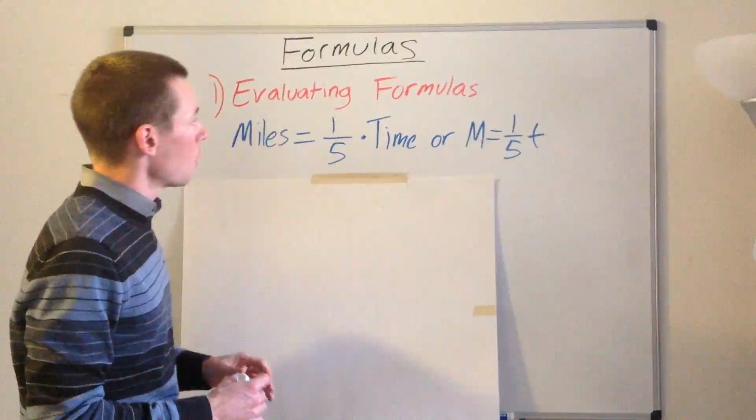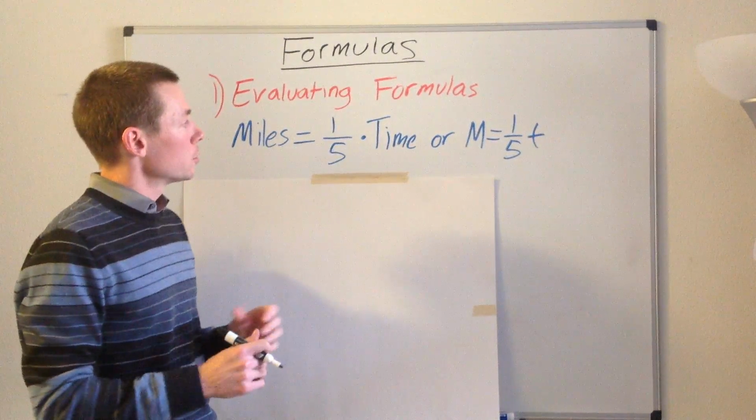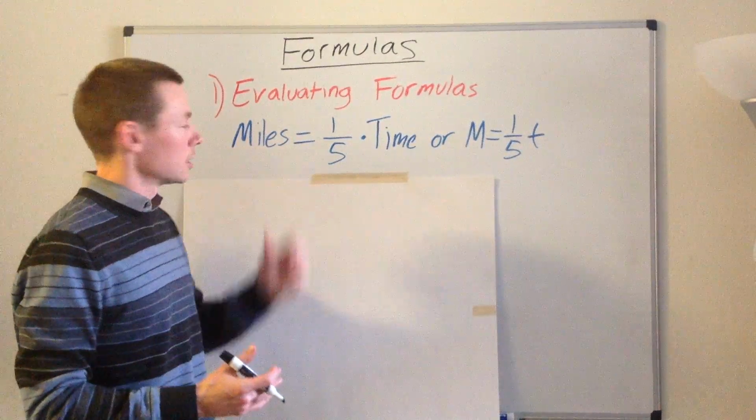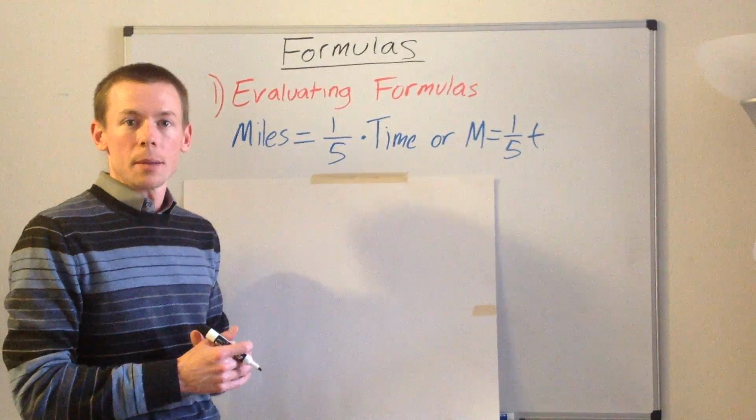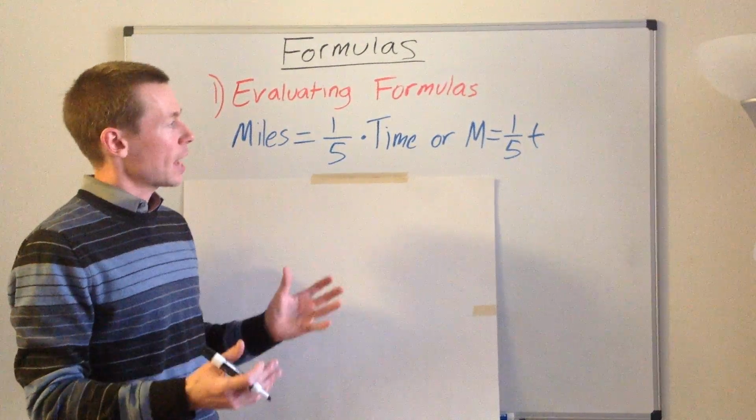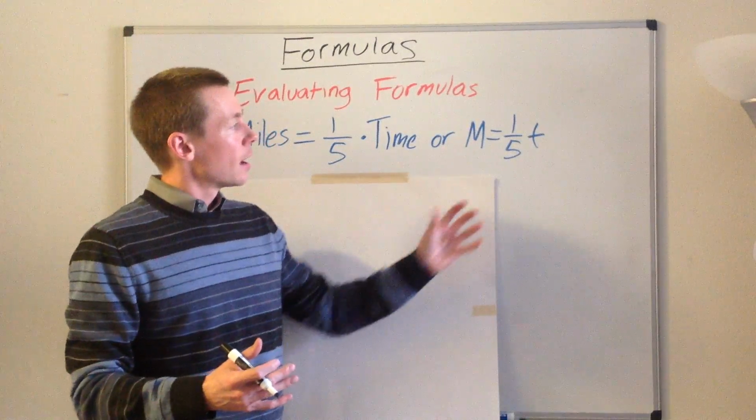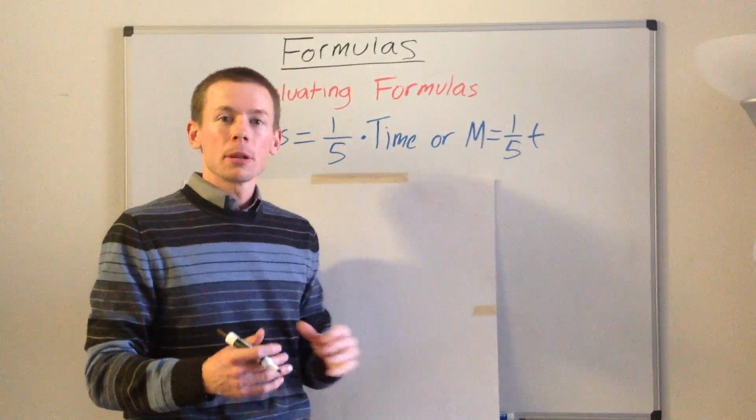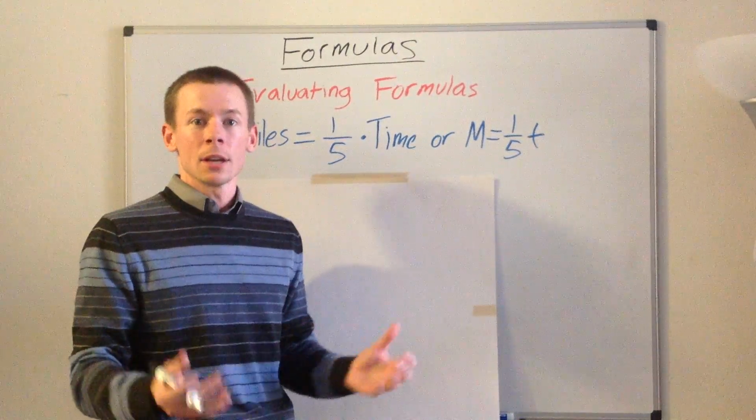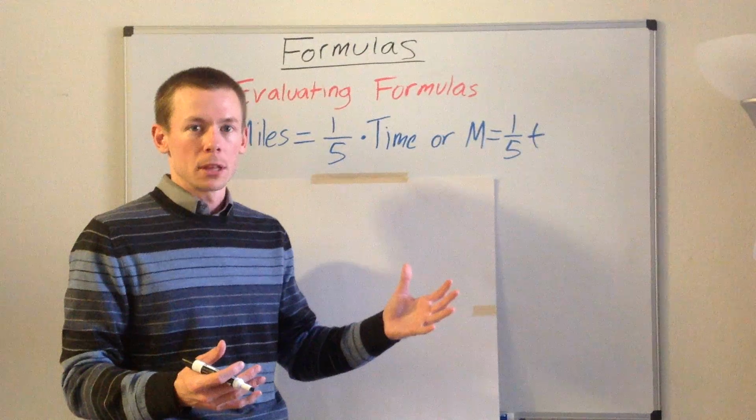Right? So let's just take an example. Let's say we use time as 10 seconds. We're working in seconds here, and distance is miles. Well, evaluating a formula is taking a certain variable and replacing it with a number that's given to you. That's the only way you can evaluate it. You have to be given a number or numbers depending on the formula.